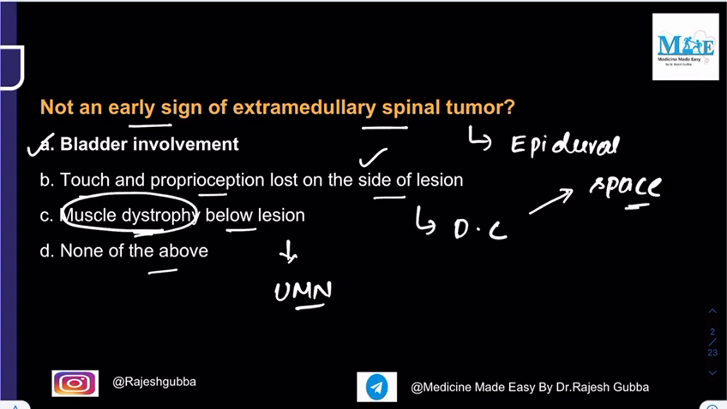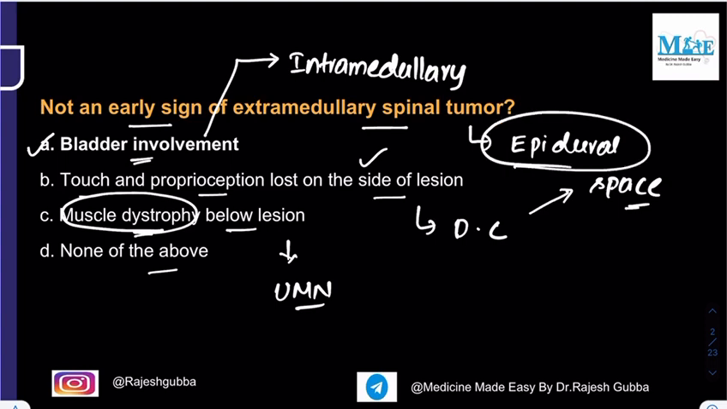Whereas you take the bladder involvement, this is not an early sign. Why? Because the involvement of the bladder as an early sign is seen in case of the intramedullary tumors, but not in case of the extramedullary tumors. Why is that? Because the fibers which are controlling the bladder are not present near the epidural space. They are present within the center of the spinal cord. That is the reason why the bladder involvement will not be early in patients with extramedullary spinal tumor. Whereas in case of intramedullary spinal tumors, the bladder involvement can be early, right? So that's the first question.